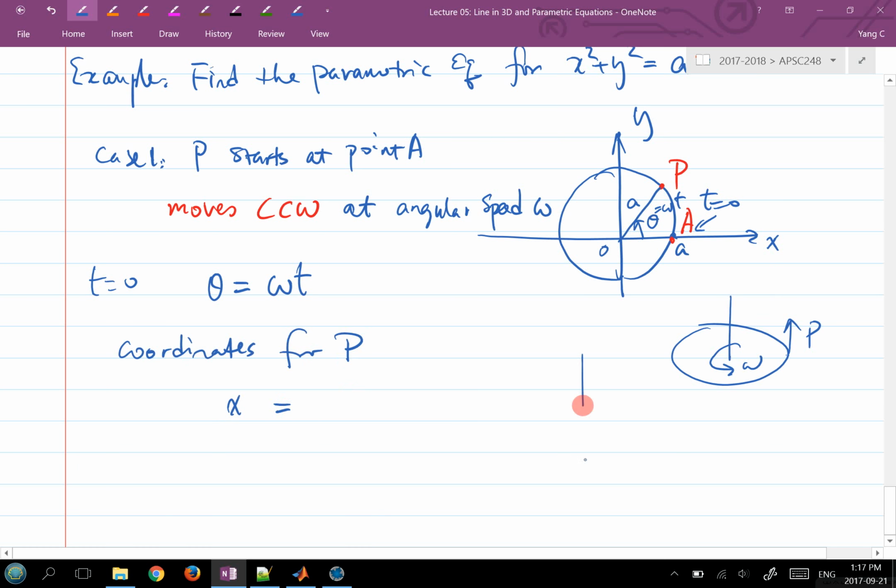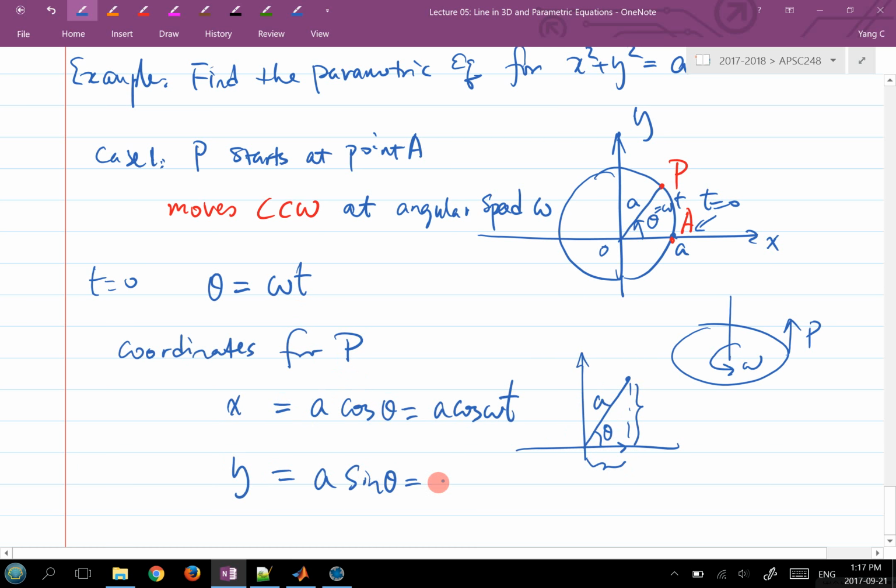So you have A here, and then you have theta here. So coordinates basically means these two, right? So x equal to A times cosine theta, or A times cosine omega t. And y equal to A times sine theta, or sine omega t. That's the coordinates for the point P. So apparently both x and y are a function of t.